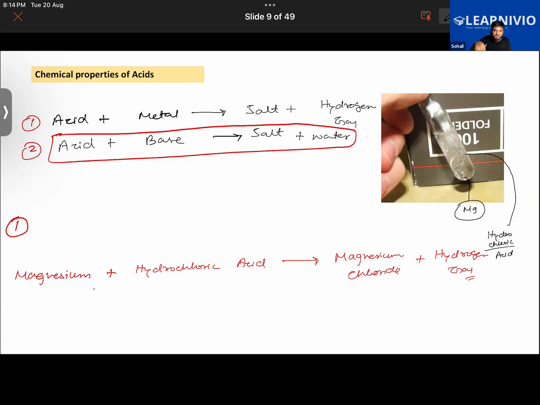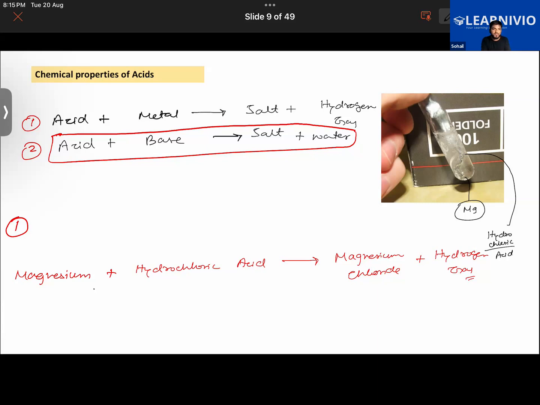When I shake it, when it dissolves, I observe that a gas was formed. Bubbles were coming out of it. Those bubbles were basically hydrogen gas. You guys ever observe this? When you shake a cold drink, so many bubbles are formed in it. What are those bubbles? Basically, sir, those are carbon dioxide gas.